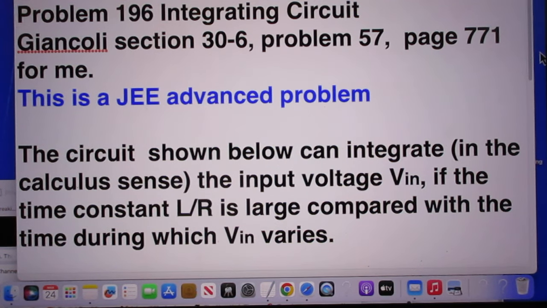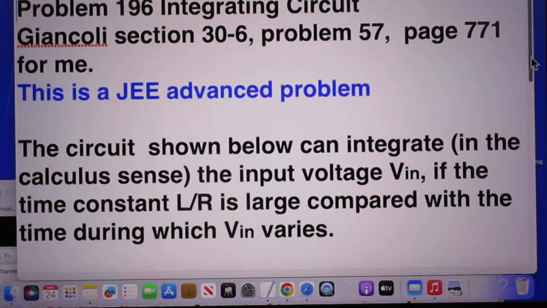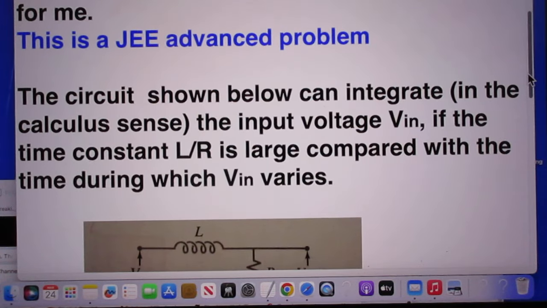Problem 196. It's an integrating circuit. It's important that you understand that the kind of integration that you do, called calculus, can also be done by a circuit. This problem is in Giancoli, section 36, problem 57. For me, it is page 771. Yes, this is definitely a JEE Advanced problem.